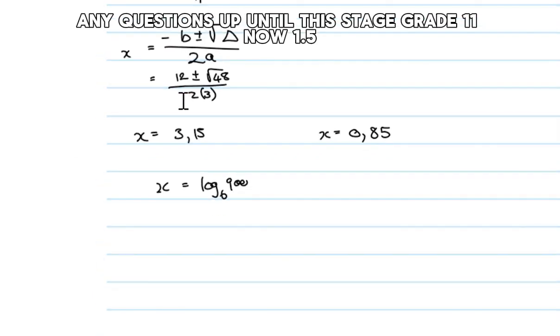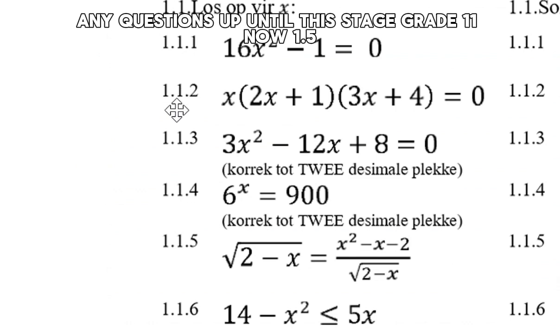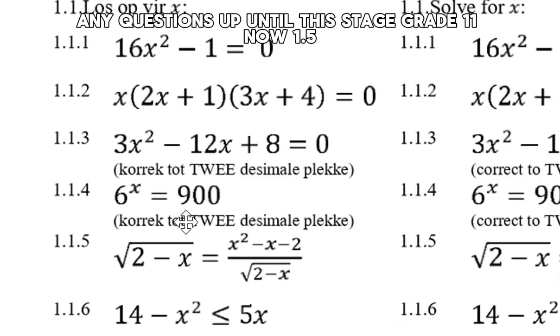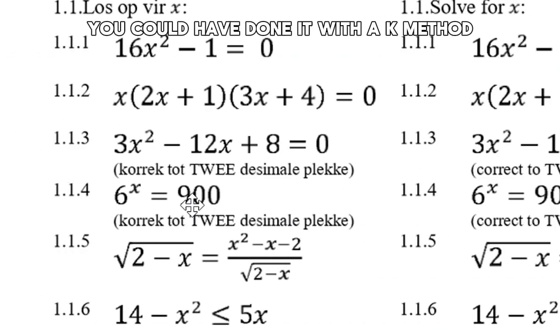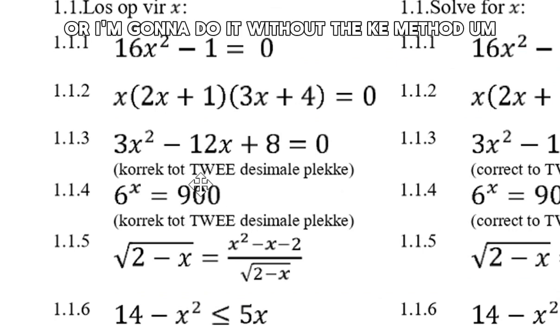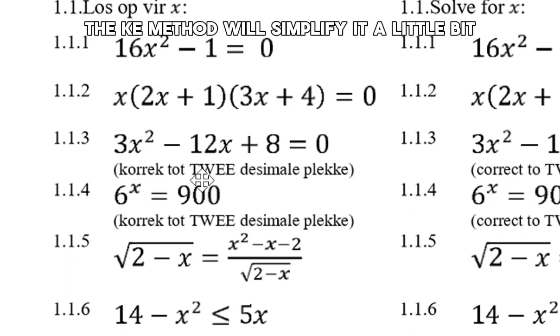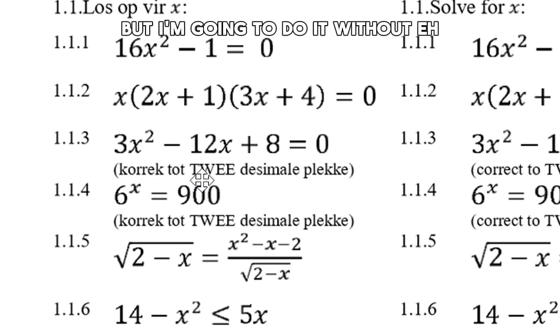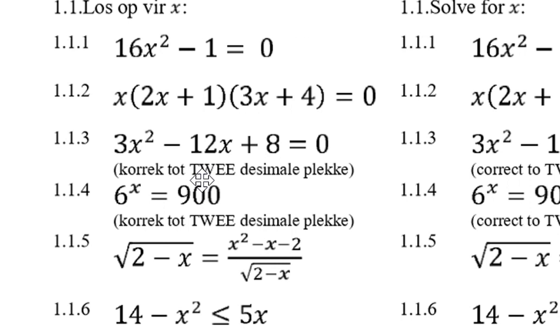Any questions up until this stage, grade 11? Now 1.5, you could have done it with the K method, no? Or I'm going to do it without the K method. The K method will simplify it a little bit, but I'm going to do it without that. Any questions?